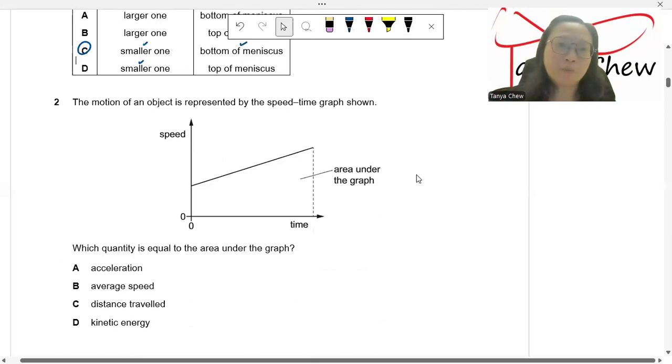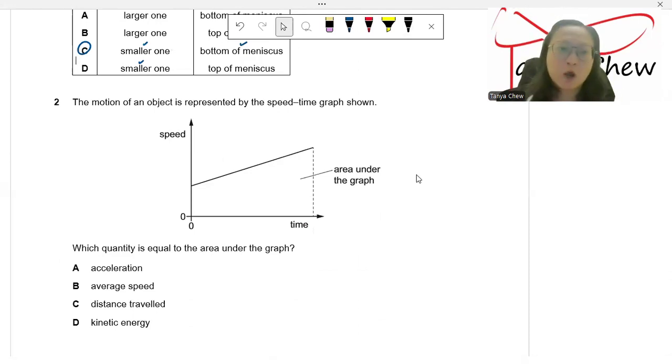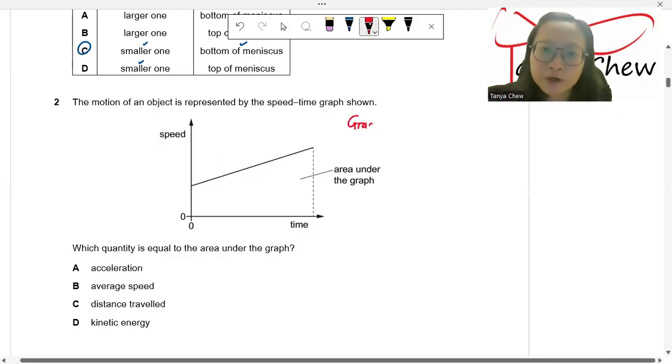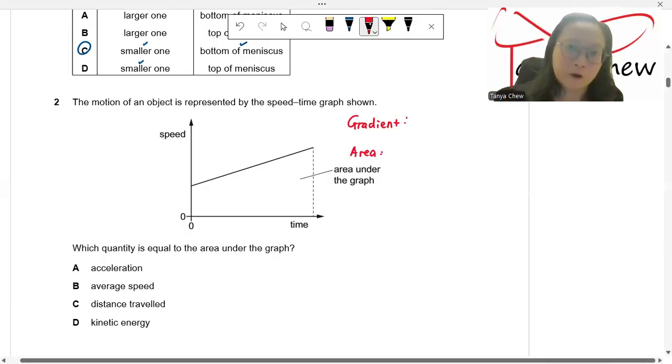Now, the second question. The motion of an object is represented by the speed-time graph as shown. Which quantity is equal to the area under the graph? Let us do a bit of refreshing. When a speed-time graph, or any graph, is given, bear in mind there are two pieces of information that you could obtain from the graph. One is called the gradient of the graph. The other one is called the area under the graph.